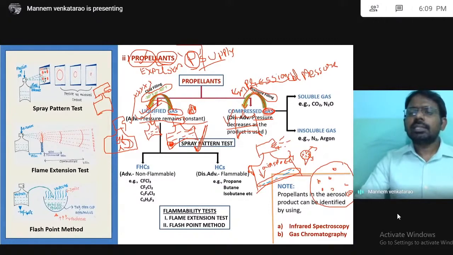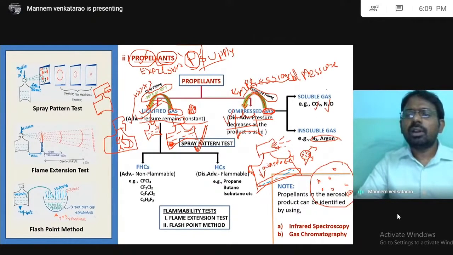Water soluble compressed gas examples are carbon dioxide and nitrous oxide, also called laughing gas. In sodas we can observe the carbon dioxide, which exists in a dissolved state. Next, insoluble compressed gases: nitrogen, argon, krypton, xenon, the inert gases. Inert gas means the gas cannot interact with other gases at atmospheric temperature. These water soluble and water insoluble compressed gases suffer with a disadvantage: they do not maintain constant pressure. Okay.